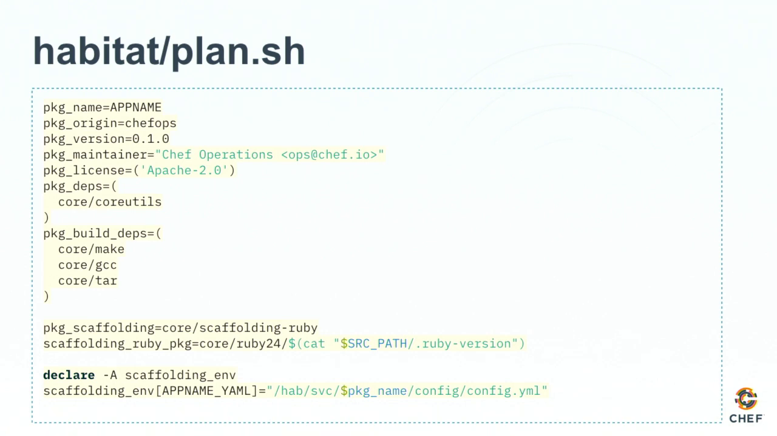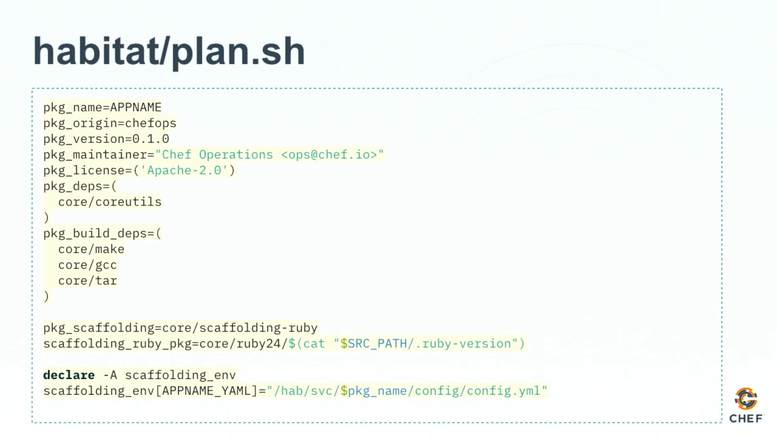So those build dependencies will end up in your studio when you build, but they will not end up in the resulting image once you have exported your Docker container. So you won't have compilers and make tools on your running production containers. So that helps reduce size and helps reduce attack vector areas.